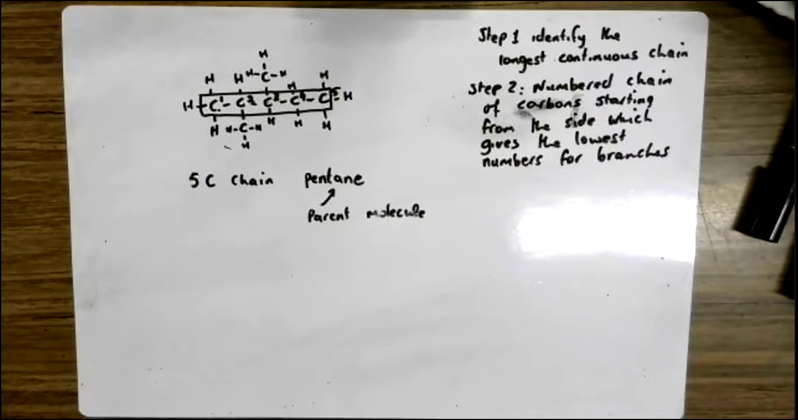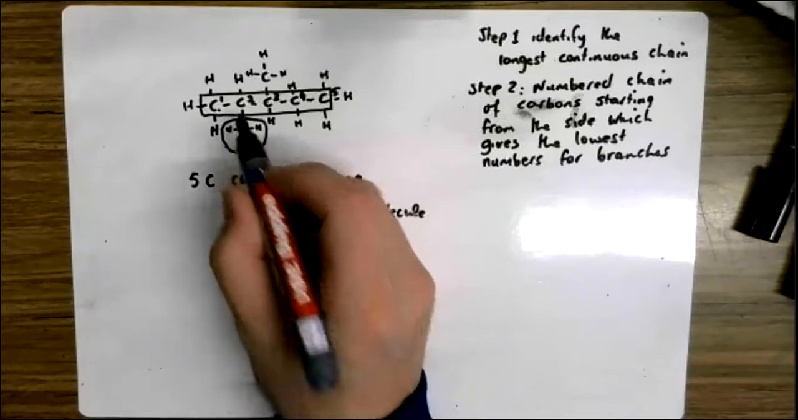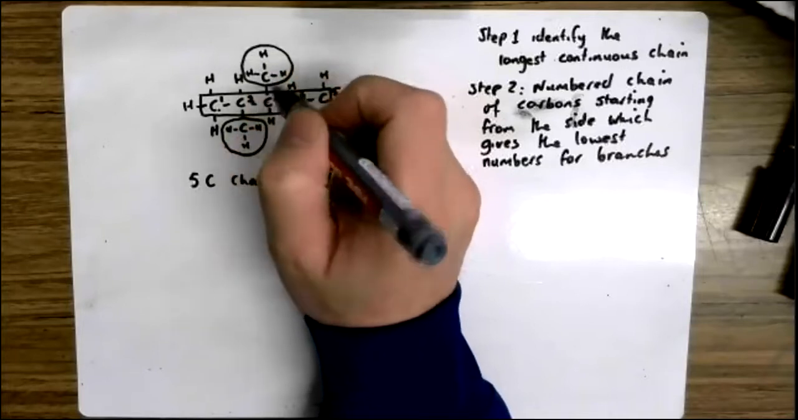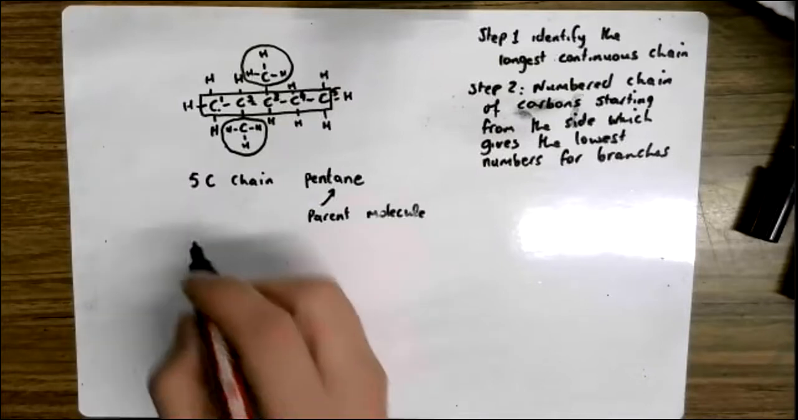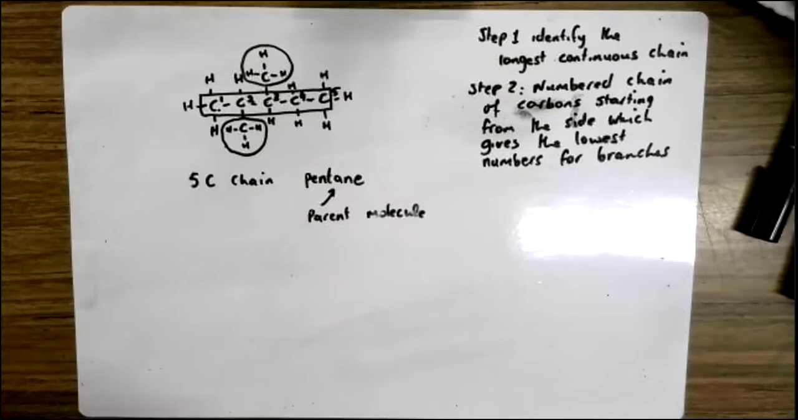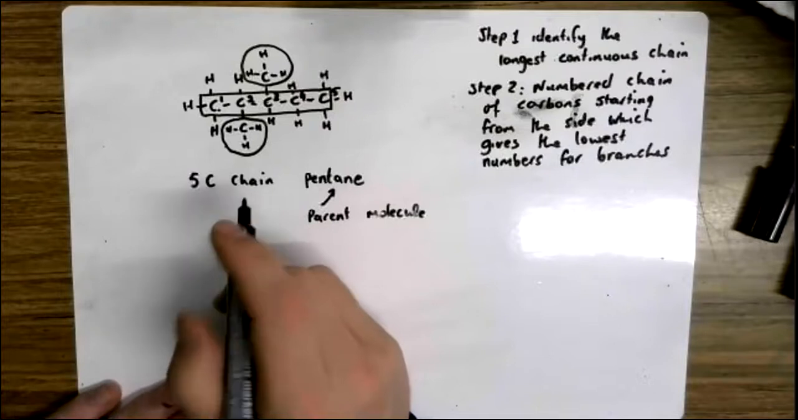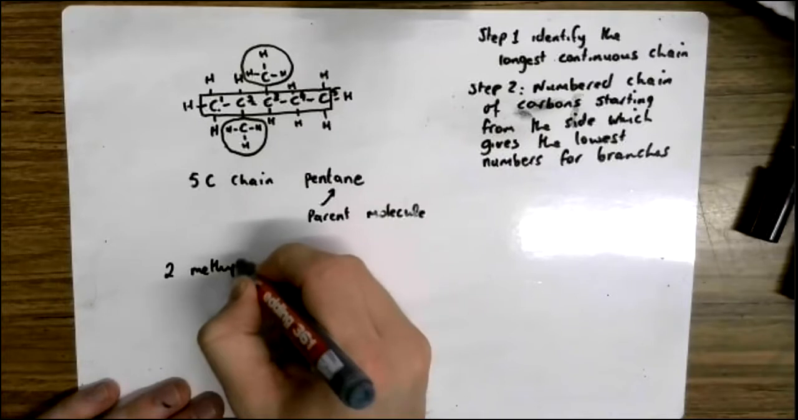One more step is we have to indicate the type and the position of the branches. Now, what are the branches? Well, here is the first branch. And here is the second branch. Now, from our previous learning today, what type of branches are they? Well, they're 1 carbon each, which means that they are called methyl. So we know there are 2 methyl branches.